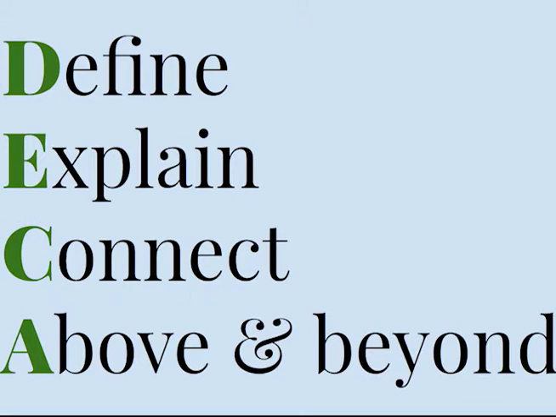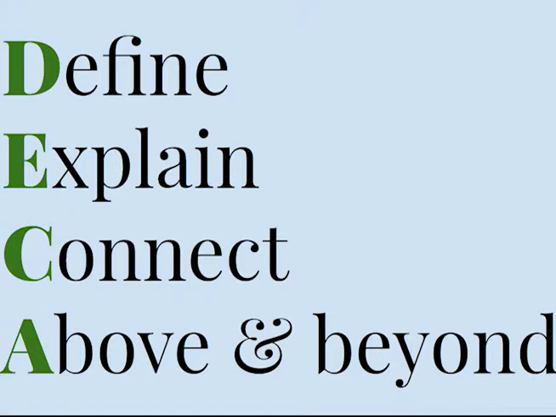When you discuss each performance indicator, make sure you use the DECA acronym. D stands for Define the Performance Indicator, E stands for Explain the Performance Indicator and why it is important, C stands for Connect the Performance Indicator to your roleplay and your planned solution. Finally, A stands for Above and Beyond. This above and beyond part is very important, as this is where you expand upon your ideas and set yourself apart. You want to show the judge that your planned solution is detailed and unique.